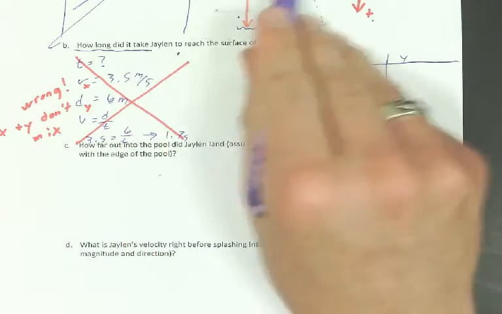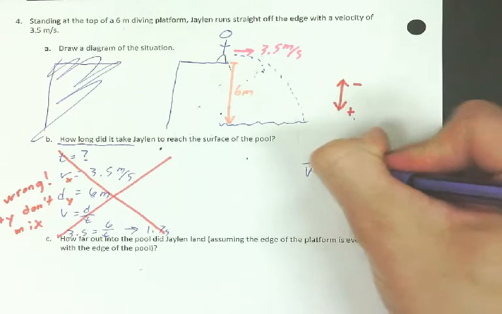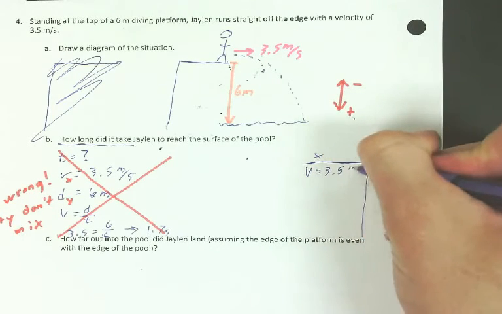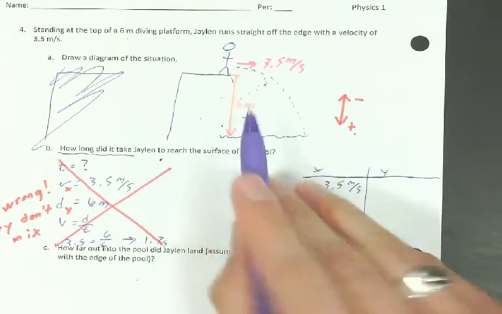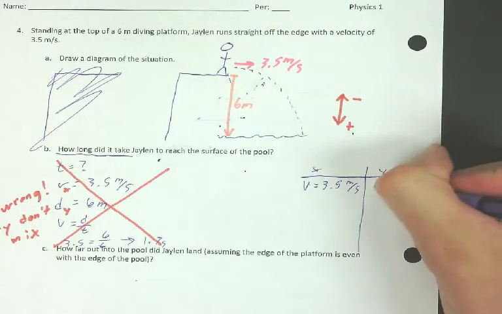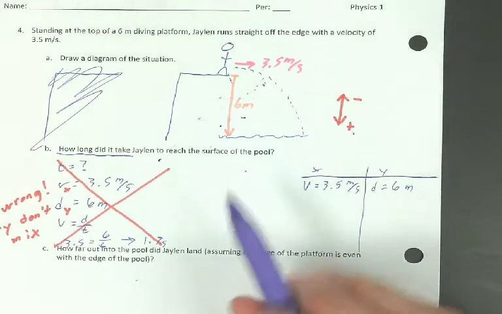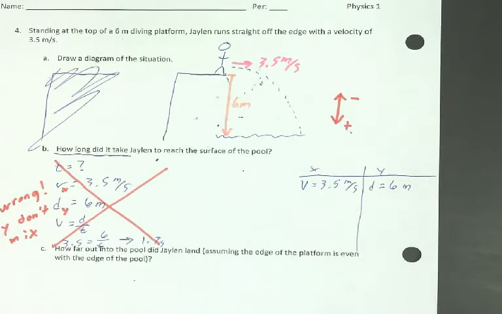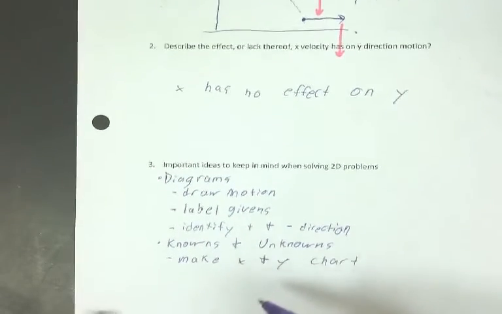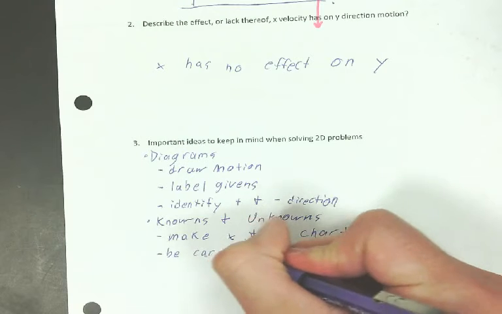So I'm looking at this 3.5, and I'm saying that 3.5 is in the x direction. So I'm going to write v equals 3.5 in the x column. Okay, 6 is a downward displacement, so that's in the y column. So I'm going to write d equals 6 meters in the y column. And notice that the reason it's a positive 6 and not a negative 6 is because I called down positive. So make sure you're being careful on that when you're doing that. So let's go ahead and add that to our important concepts, important ideas. So be careful with signs.